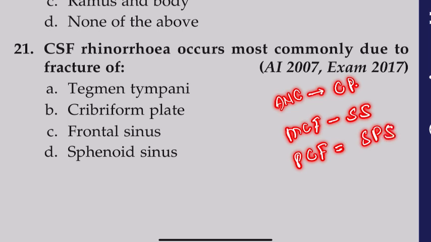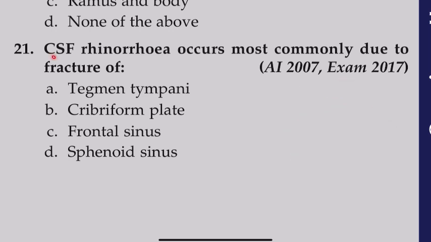And along with it, from the mastoid cell or from the inner middle ear, there will be a fracture of the temporal bone, and from there the eustachian tube will be connected, and from the nose there will be discharge. That will be CSF otorhinorrhea. Okay, so CSF rhinorrhea most commonly occurs due to fracture of the cribriform plate.